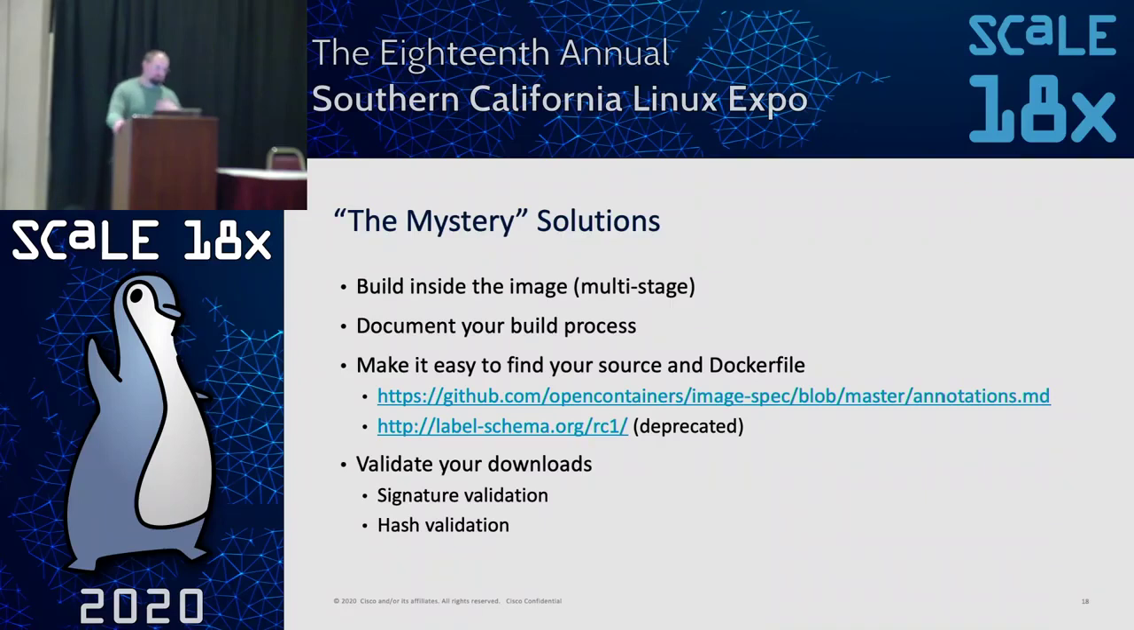Make it easy to find your source from your Dockerfile. If you're building stuff that's open source, that is; if it's closed source, obviously not. There's a way of doing labels. I think you've seen some labels in my examples. The labels in my example are based on an older scheme, the label-schema.org scheme. That has now been deprecated in favor of the OCI spec, which is the top link there. The Open Container spec has an annotation section on, again, how you can do this.